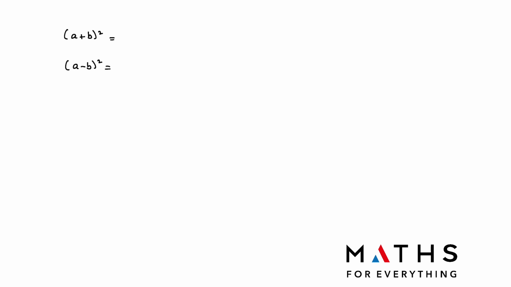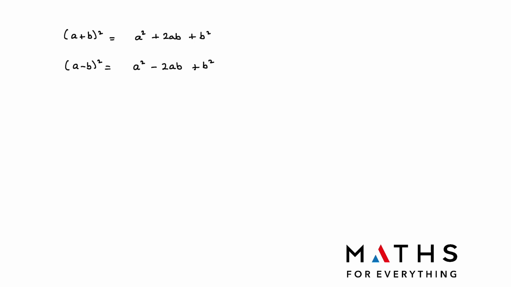First, let's write down the formula. (a + b)² is equal to a² + 2ab + b², and (a − b)² is equal to a² − 2ab + b². As you can see, the only difference between the two expansions is that in the first case, when we have a plus b, all the terms are positive. In the second, the term with 2ab is negative.